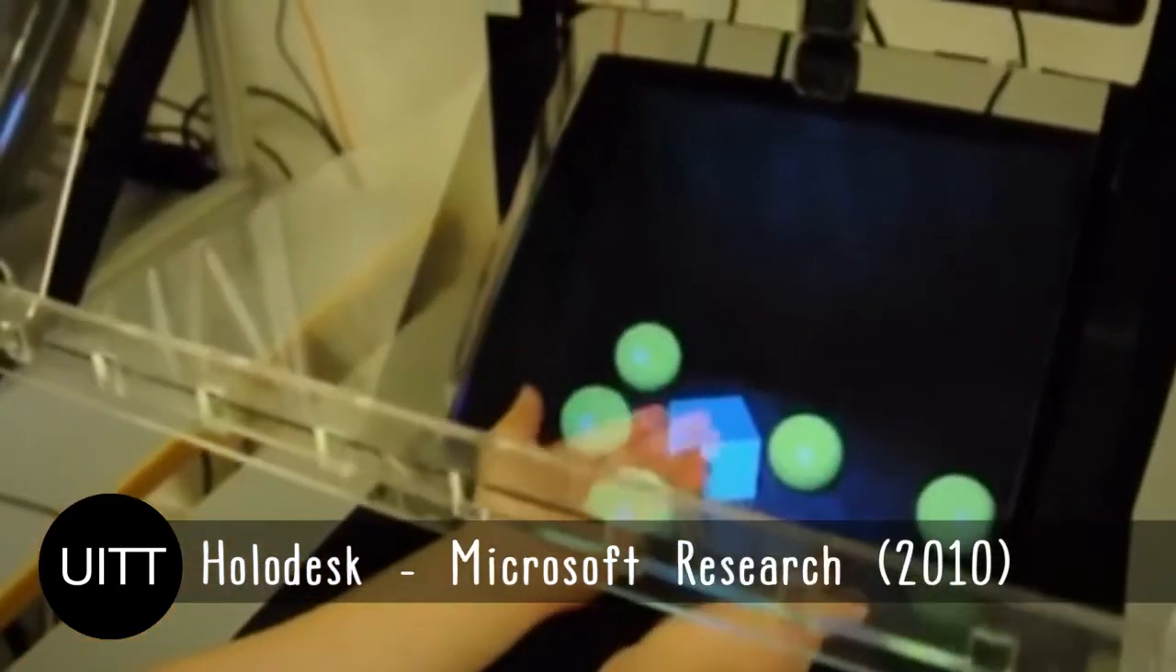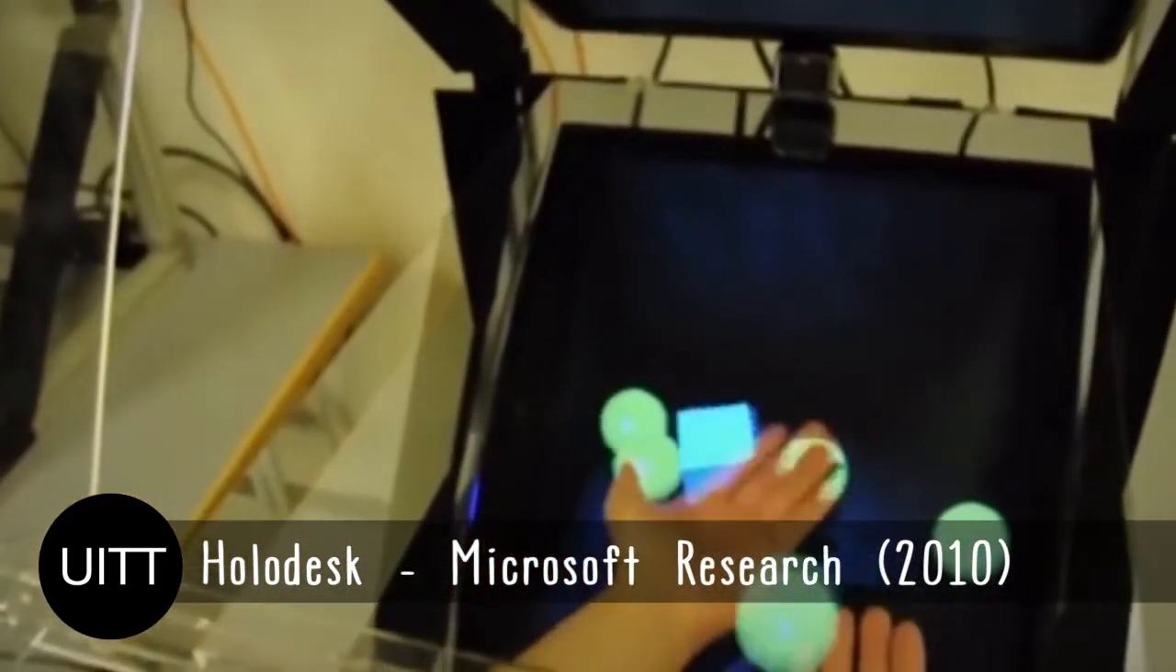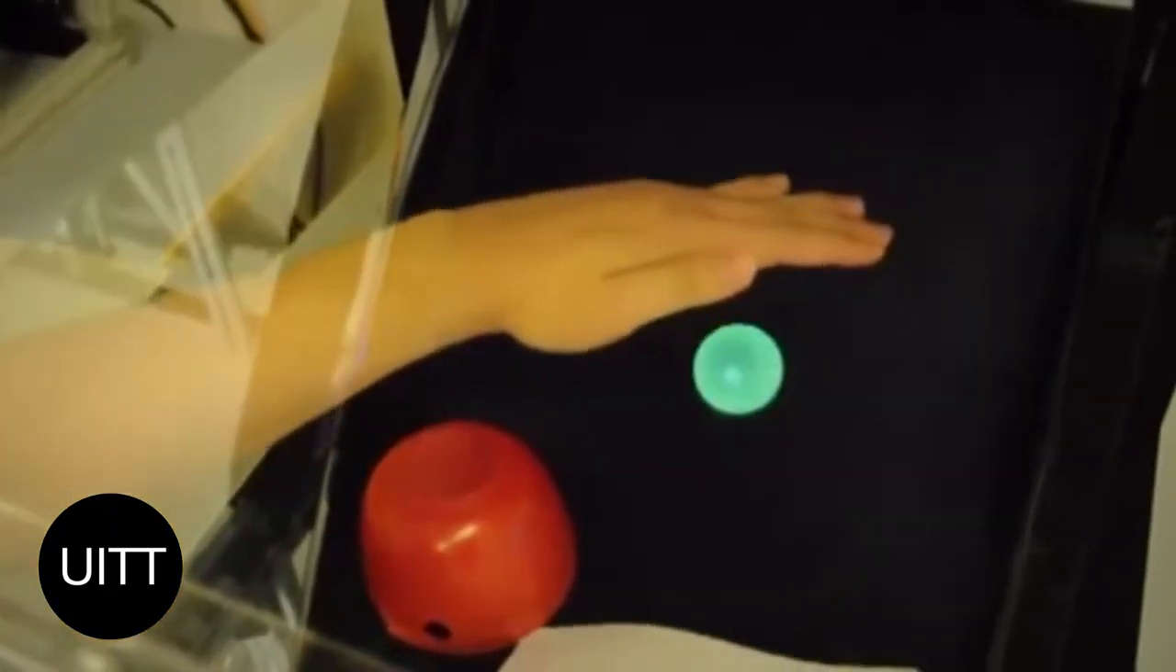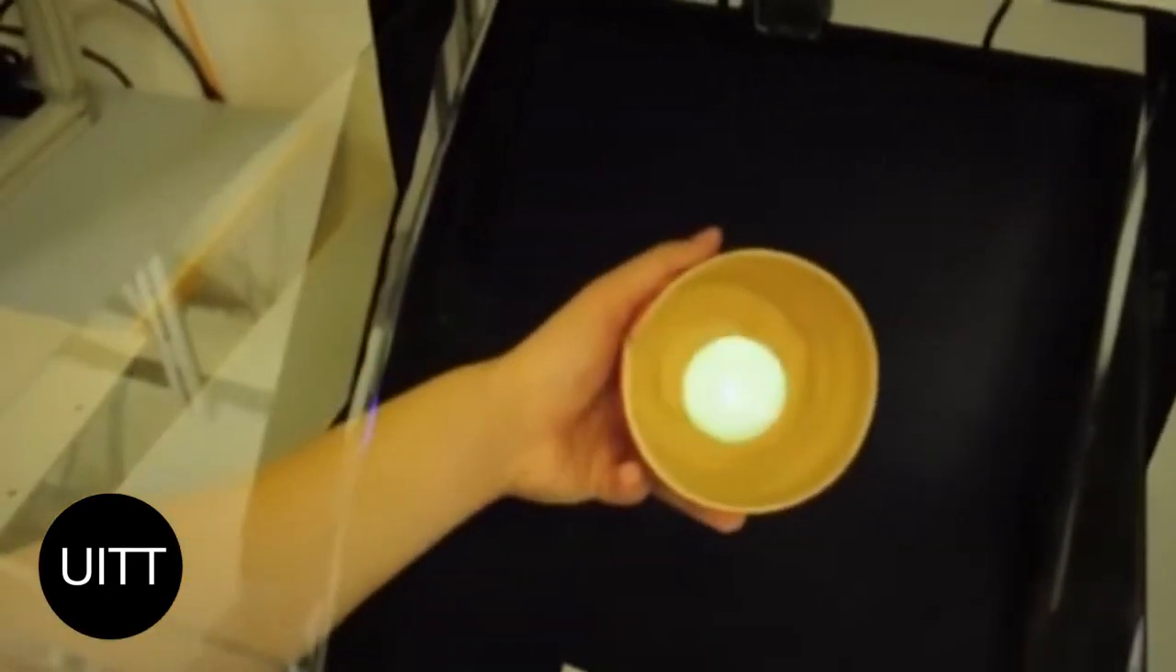AR interfaces afford many features useful for natural user interfaces. They leverage human experience of the physical world in order to provide more natural interactions. An example of an AR interface is the HoloDesk, which was developed at Microsoft Research. HoloDesk allows the users to get their hands into the display where they can directly interact with 3D graphics, leveraging their experience of the physical world.